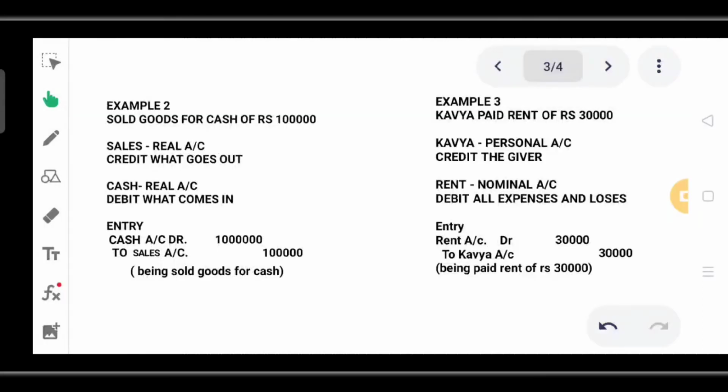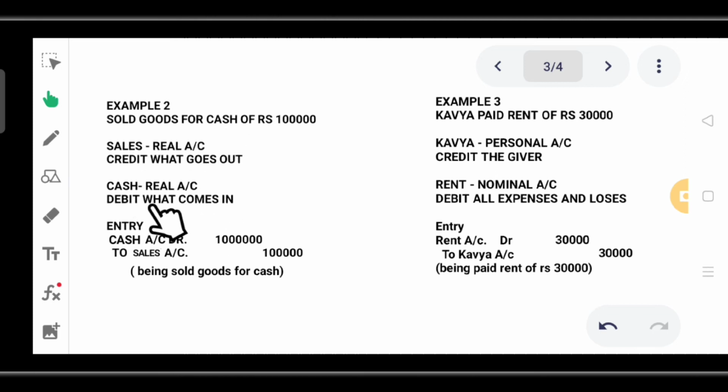Now let us understand in a better way with more examples. There is an example I've taken: sold goods for cash of rupees 1 lakh. Here there are two accounts, as we know: sales account and cash account. In the previous example it was credit because they had not given it for cash, but here it is given as cash, so it is not credit. There is no person's name. So you take it as sales and cash. We know that sales is a real account, and cash is also a real account.